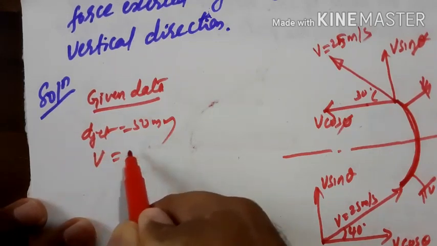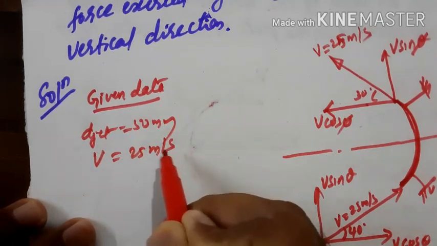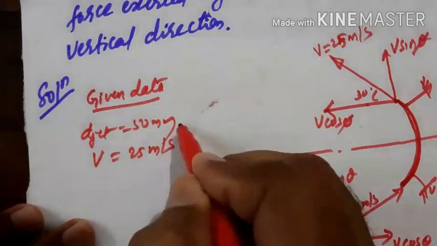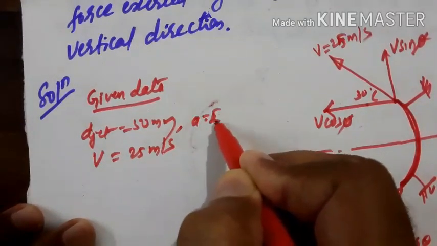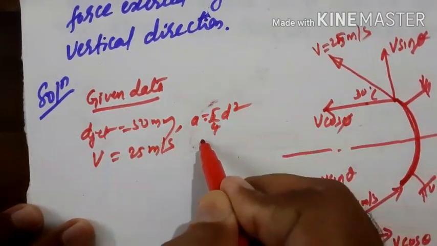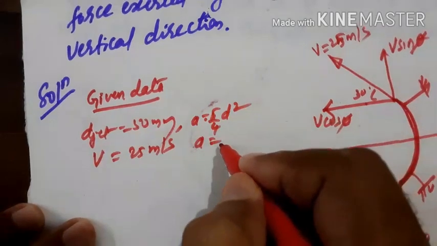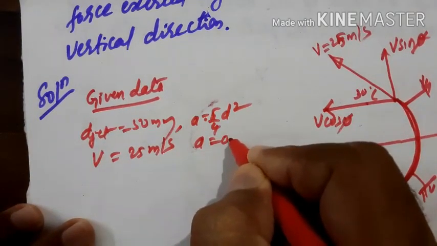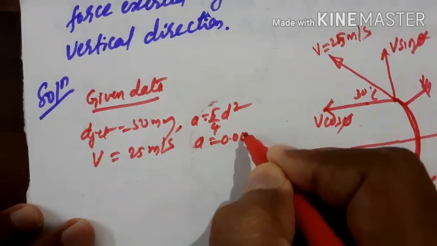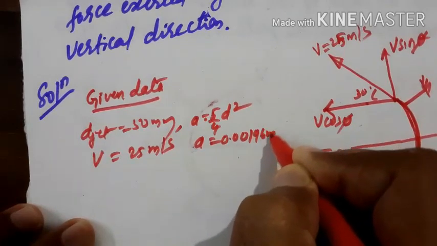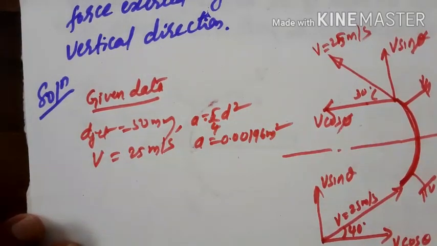So here again velocity is also given, 25 meter per second. Then calculate the area, pi by 4 d square. Then the area will be 0.00196 meter square. This much area.